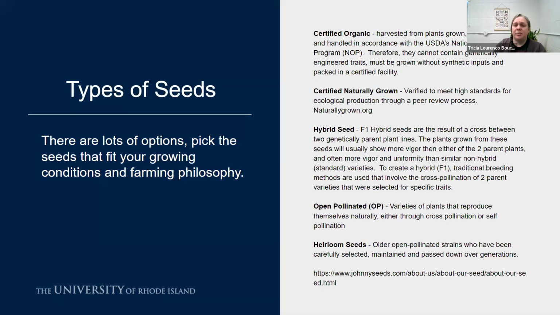The next seed you might see is open pollinated, or OP. Those are varieties of plants that reproduce themselves naturally through cross-pollination or self-pollination. And then heirloom seeds are older open-pollinated strains that have been carefully selected, maintained, and passed down over generations. Usually people think of those like really big, juicy, kind of ugly looking tomatoes.